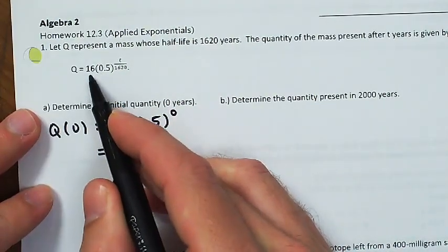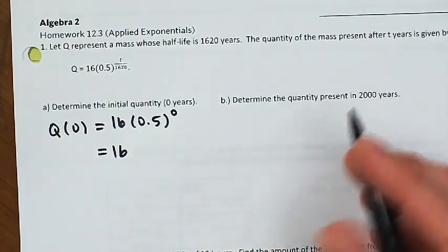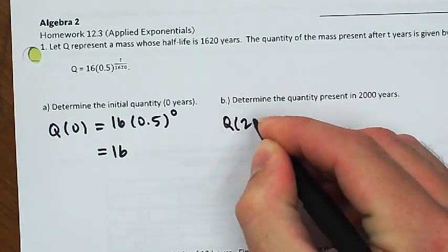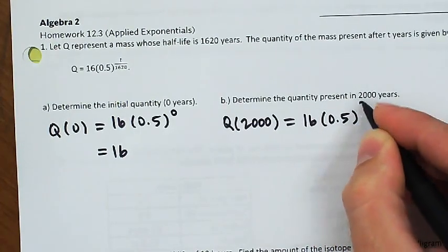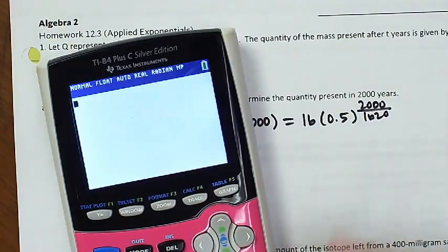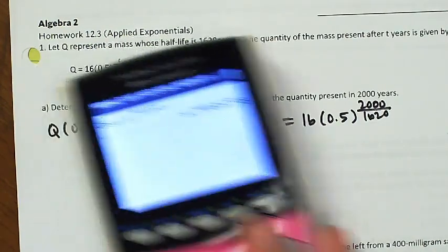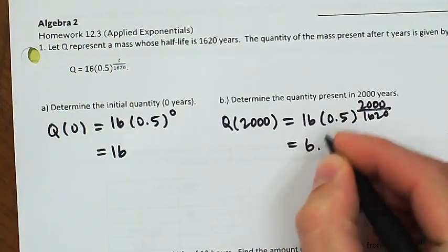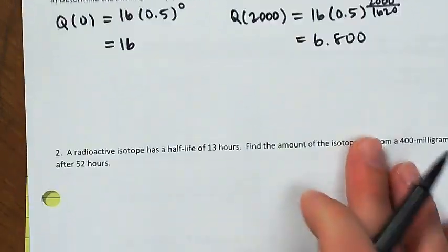Okay, we could have also just looked at that number that's attached on the outside, that's multiplied by the half, that's going to be the starting value. Determine the quantity present in 2,000 years. Okay, so that'll be Q of 2,000 is going to equal 16 times 0.5 to the 2,000 divided by 1,620. Okay, we get 6.799, or 6.8. We don't have units, so we're just going to say 6.8.